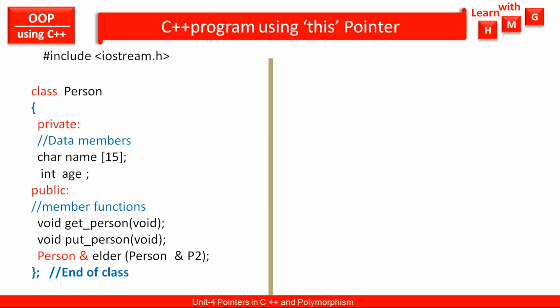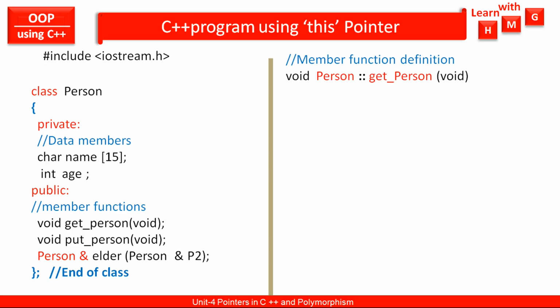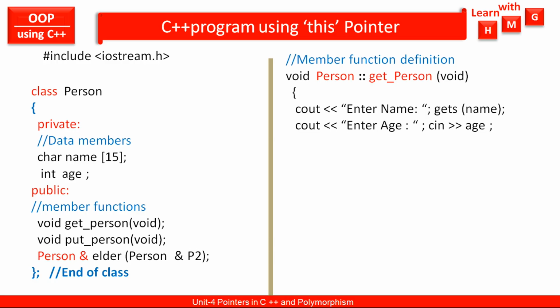Let us write all three member function definitions outside the class. First is getperson function, which is a member of person class, not returning any value, not accepting any argument. So simple input operation: enter a name, then gets name, enter age, cin age. As name is a string, I am using gets function to accept this string, and age is an integer value, so I am using cin extraction operator for age to accept the value of age. So this is the member function definition of getperson function.